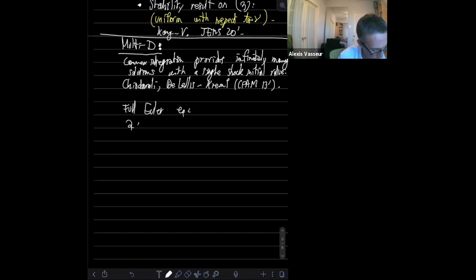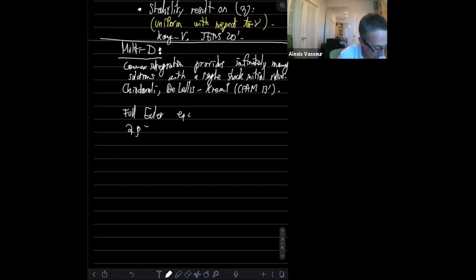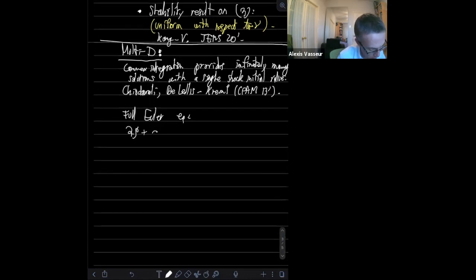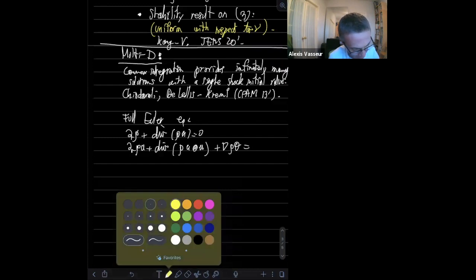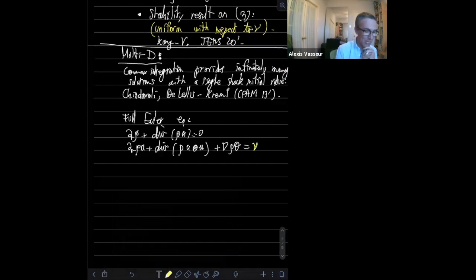So maybe just to write it down. In multi-D, I need to write it: d_t rho plus divergence of rho u is equal to 0. d_t of rho u plus divergence of rho u tensor u plus gradient of p. And the specific model that we consider is an ideal gas, where theta is the temperature, right? And same thing, we'll consider viscosity, which will be evanescent. So this is nu Laplacian u.